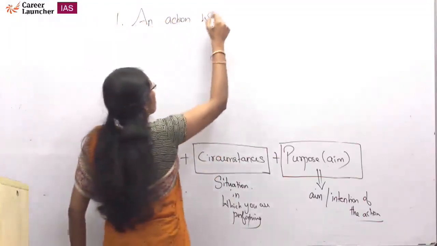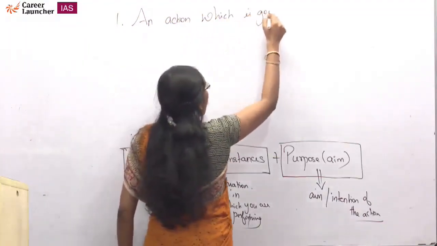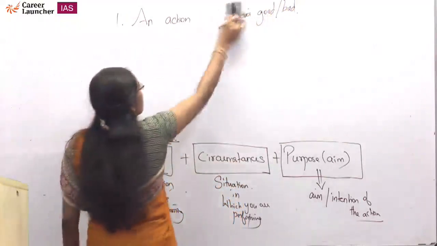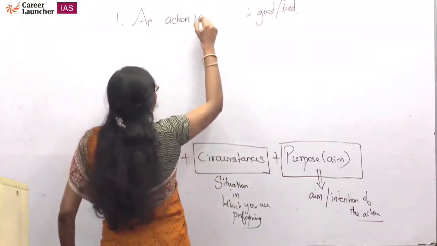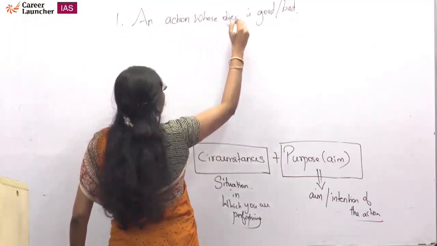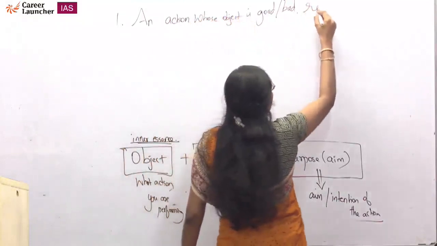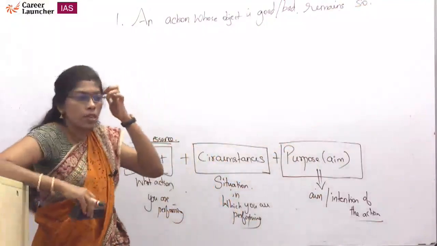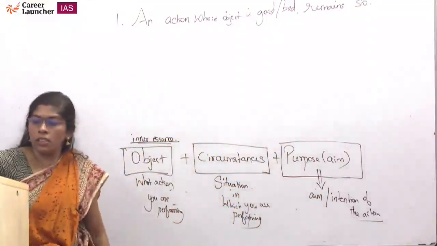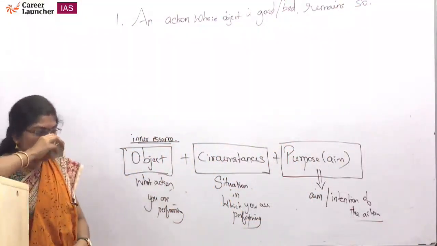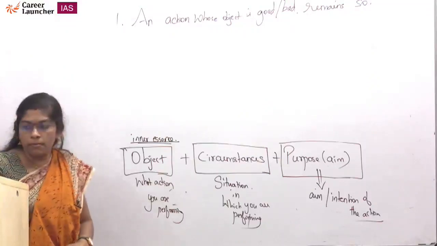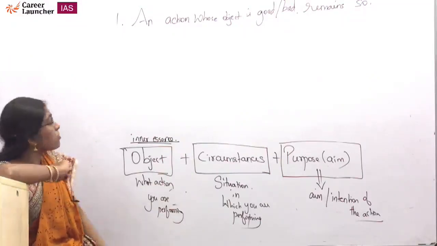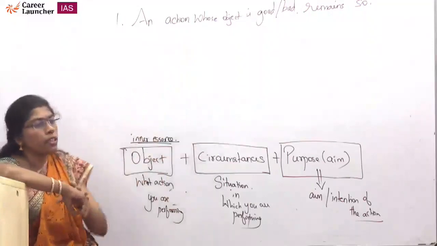an action which is good or bad, whose object is good or bad, you can write like that. An action whose object, meaning what type of action you are performing, good or bad, remains so. This is the first statement you have to remember. What is the meaning of this? An action whose object is good or bad, it will remain so.